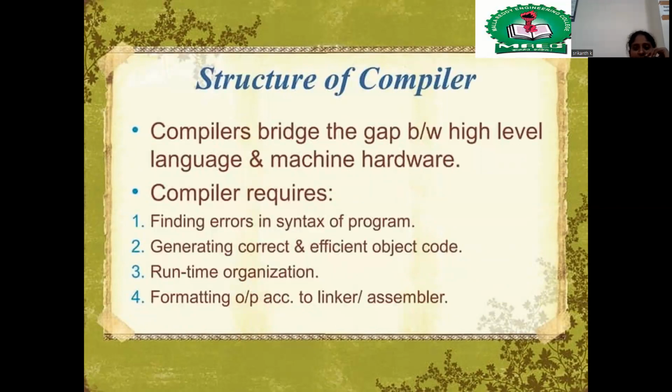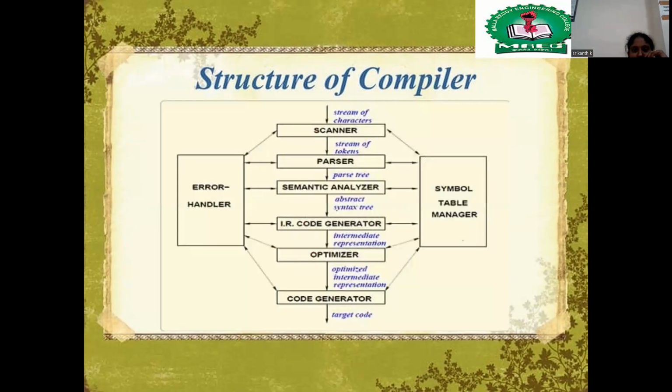Let us see what is the structure of the compiler. Compilers bridge the gap between high level language and machine hardware. A compiler is required to find errors in the syntax of the program, generate correct and efficient object code, handle runtime organization, and, last, format output according to the linker or assembler.